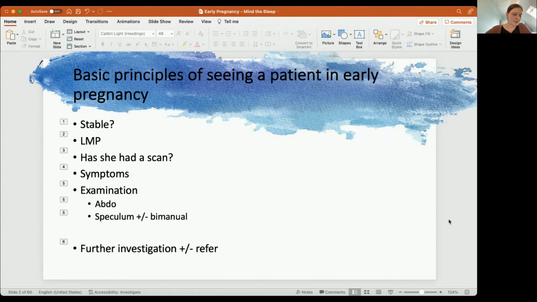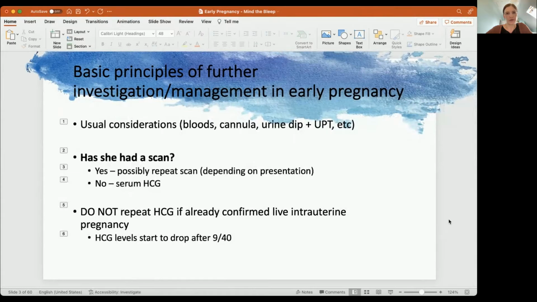Yeah, well, there's going to depend. The swabs are going to depend on exactly how they've presented to you, basically. So that's kind of in the further investigations part. So further investigation, or things that you need to think about in early pregnancy.